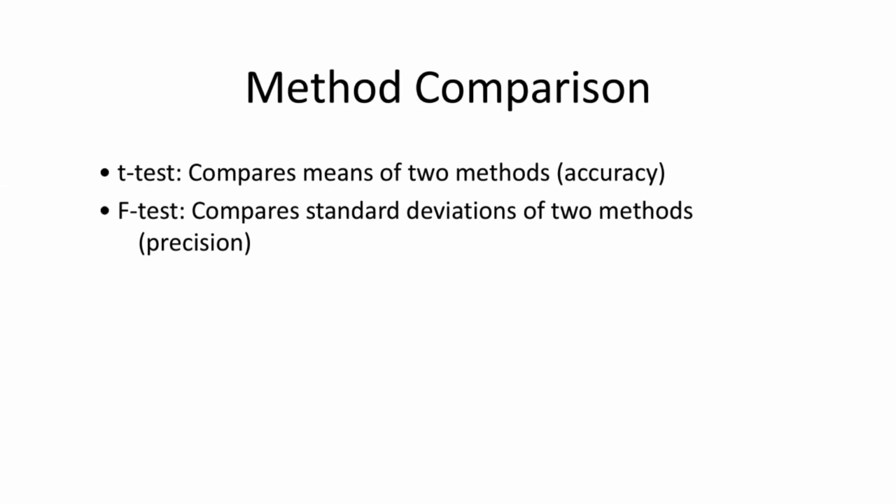Now let's turn to method comparison. The t-test is used to compare the means of two populations, or two test methods, and it helps us evaluate the accuracy of one method versus another. The f-test is used to compare the standard deviations of two populations or two test methods, and it helps us evaluate the precision of those methods.